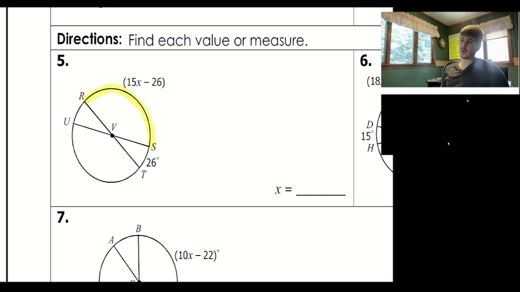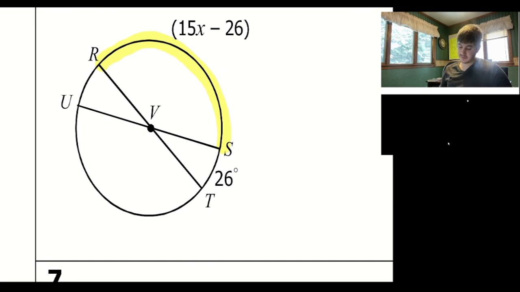So we're going to use that 26 degrees down there, and we know if we have that 26 degrees, we probably could find every arc, every angle in this diagram. What we just want to know is what's the measure of arc RS. So I'm going to ignore the 15x minus 26 for now. I'm really going to utilize the 26. So 26, well, here we have a central angle.